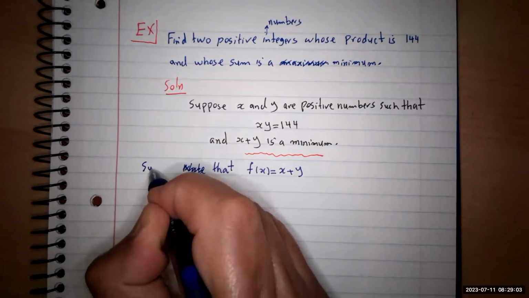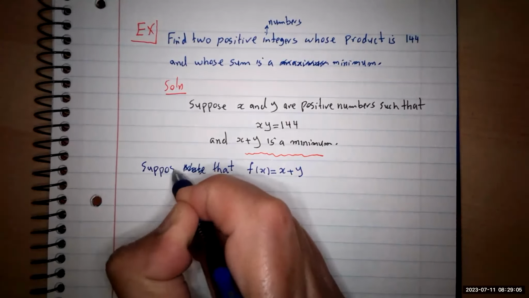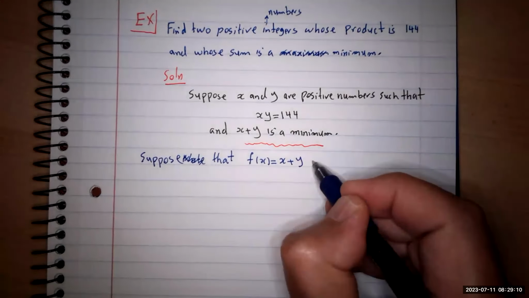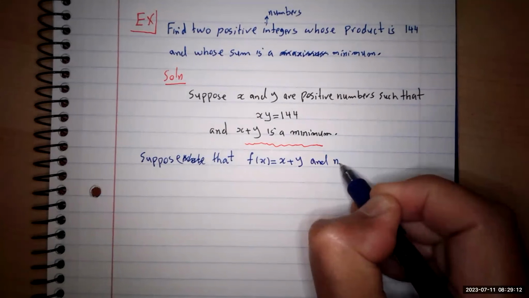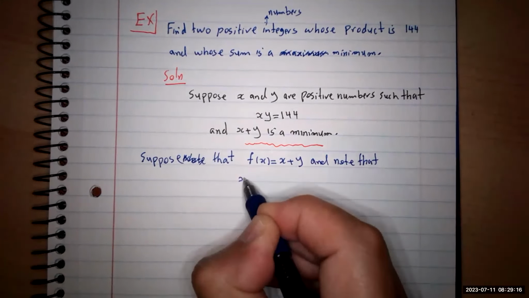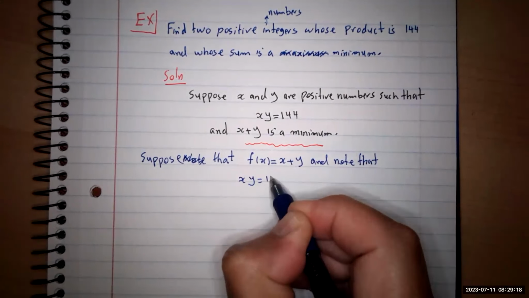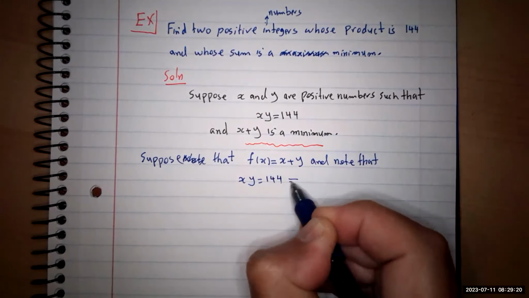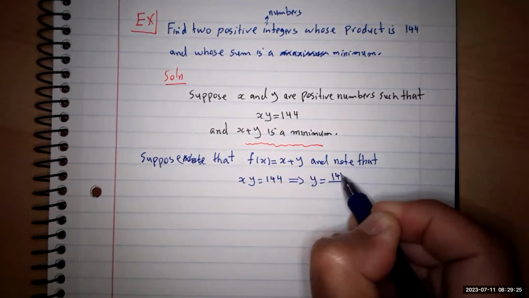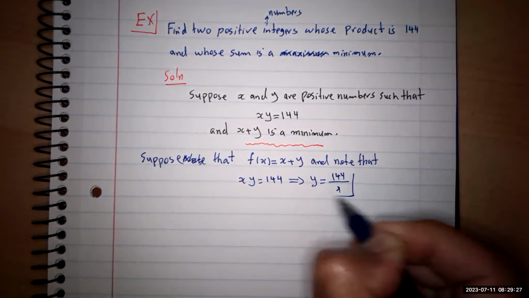Suppose that f of x is x plus y. What do we know? We know that x times y is equal to 144, so that would enable us to find y. y would be 144 divided by x.